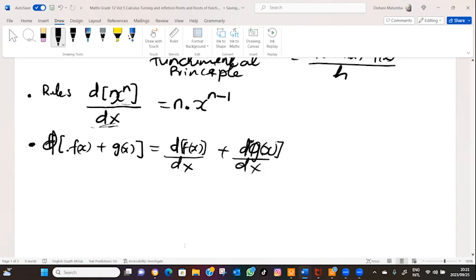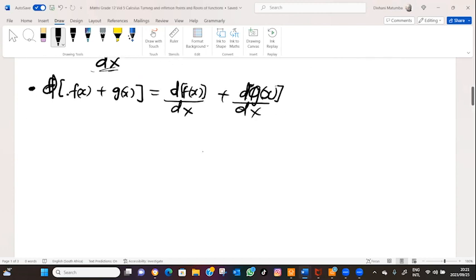I hope that helps. Now we are going to examples. The first example that I'm going to give, let's say for instance, is f of x equals 2x to the power of 3 plus 3x minus 1.